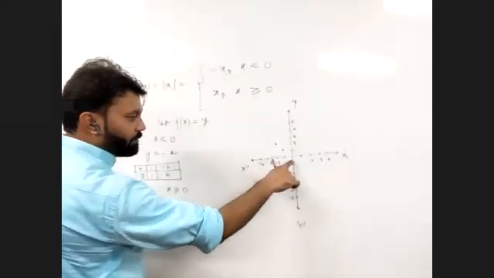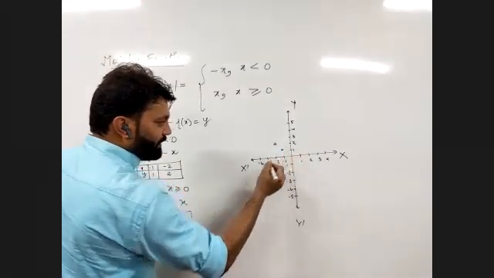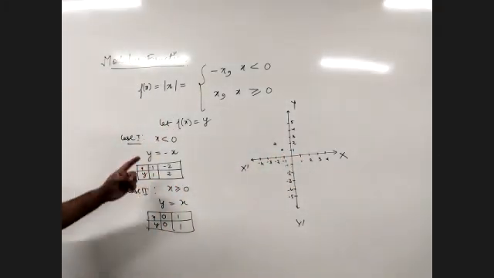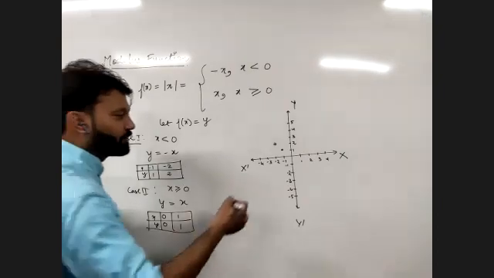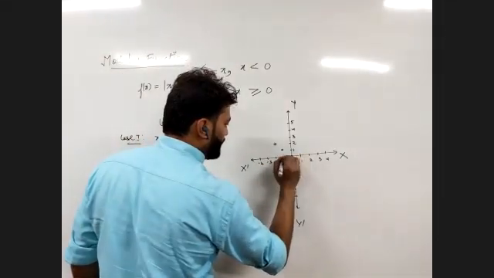Shall we make a filled circle or an empty circle at 0? For this one, x is less than 0. Empty. Why empty? The equal to sign is not there. 0 is not included. So, an empty circle over here.